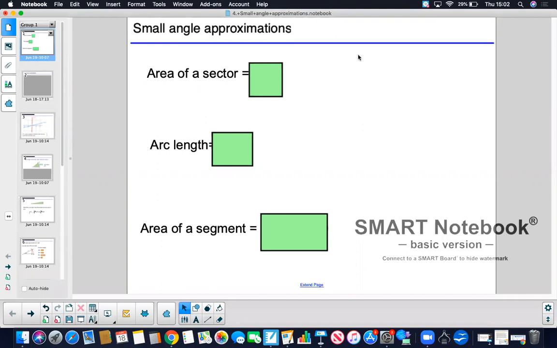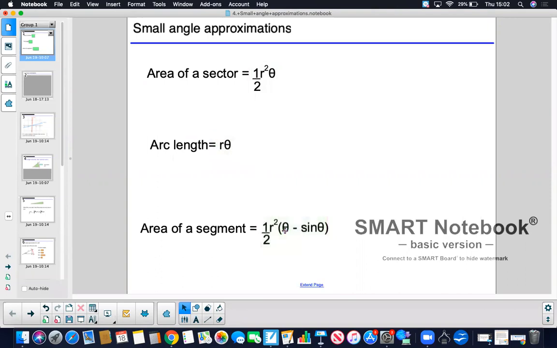So as a quick recap, I want you to have a think about, in radians, what are the formulas for working out the area of a sector, the arc length and the area of a segment. Just pause the video, see if you can write them down. Okay, so the area of a sector should have got half r squared theta, arc length is r theta, and the area of a segment is a half r squared (theta minus sine theta). Hopefully you remember those from when we did those in school.